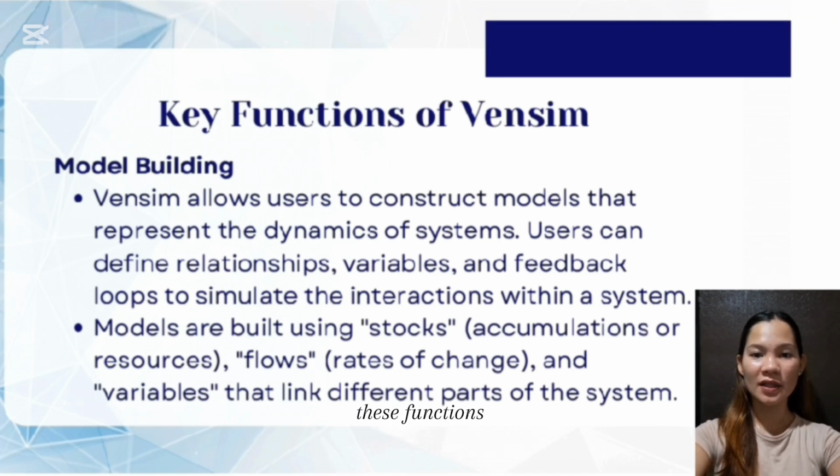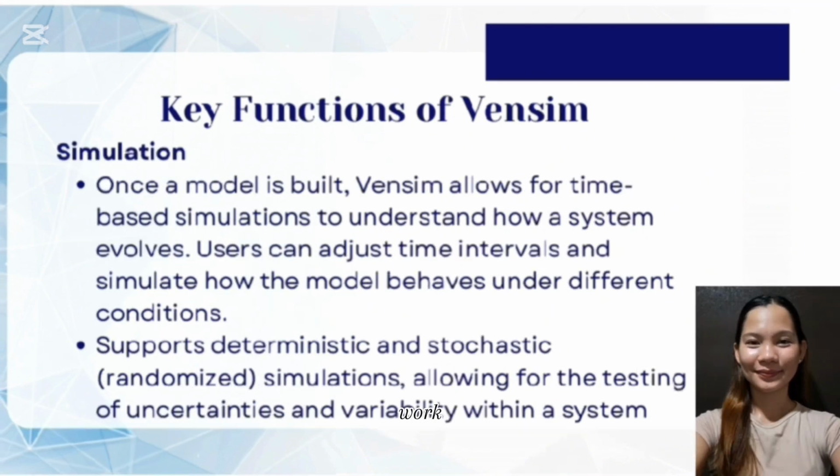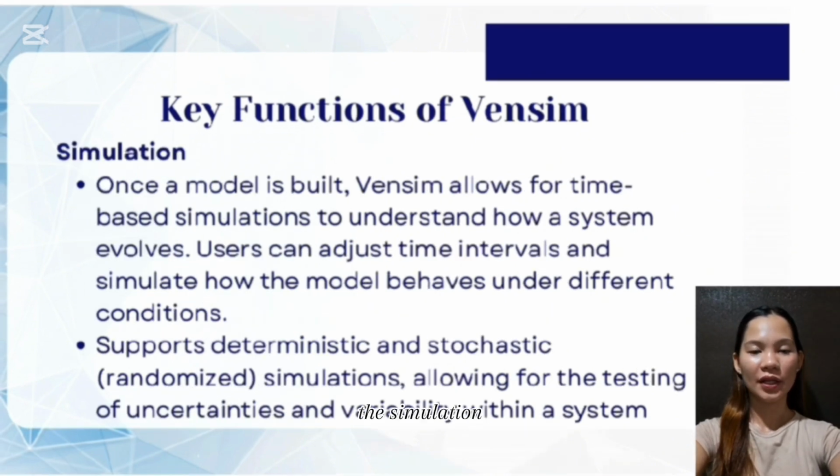So this function is like creating a detailed map of a system. Users can draw out how different parts of a system connect and influence each other. Imagine building a model of a business where you can see how inventory, sales, and customer demand are linked. By using stocks, the resources, flows, or the changes, and the variables, users can create a complete picture of how a system might work.